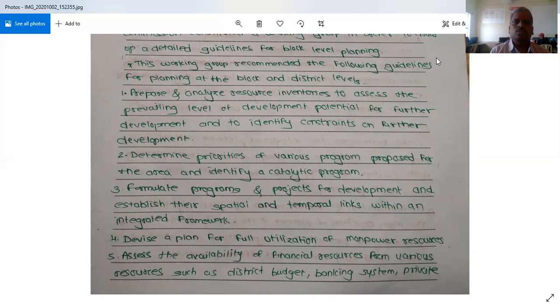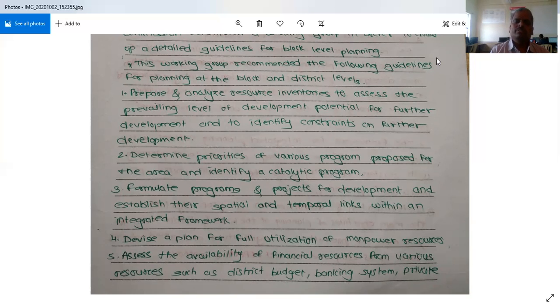Prepare and analyze resource inventories to assess the prevailing level of development, potential for further development, and identify constraints on further development. So the very important first guideline says you first have to find out the resources and the people inventories in such a way that we should be able to know how much development took place in that rural area before this commission, and whether there is any further potential for the development of the same area or not. Otherwise, what will happen? Only our potential will go to loss.